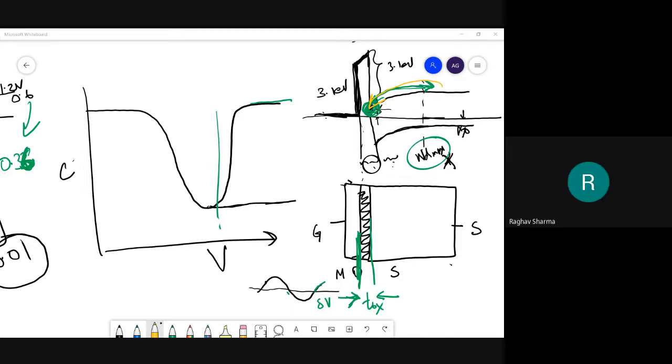Yes, sir. In the inversion slide, in the inversion diagram, there was a depletion region, and at the depletion boundary it was written AC, and the inversion layer was pointed as DC.